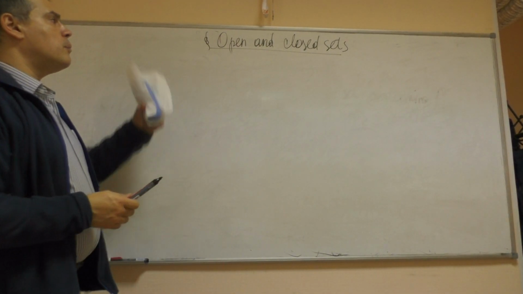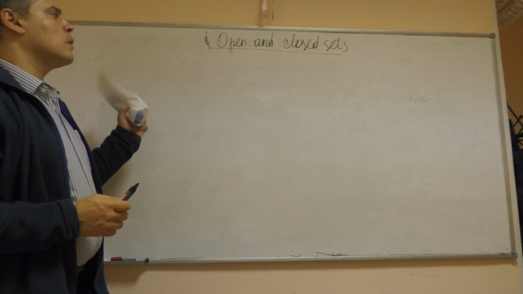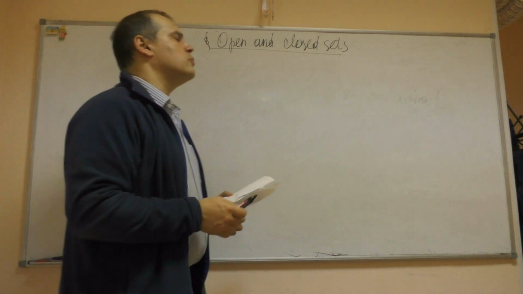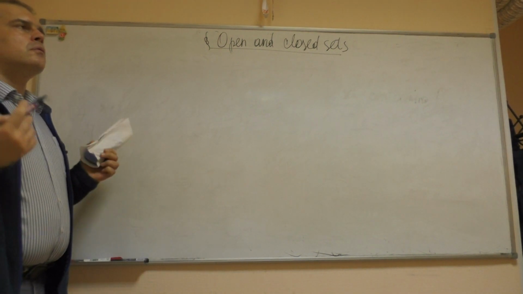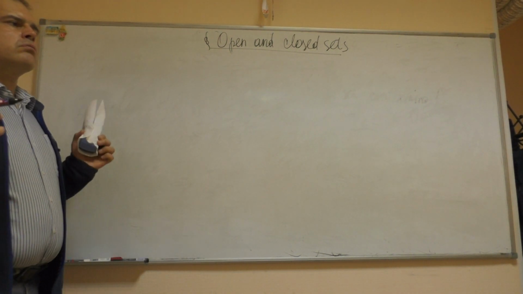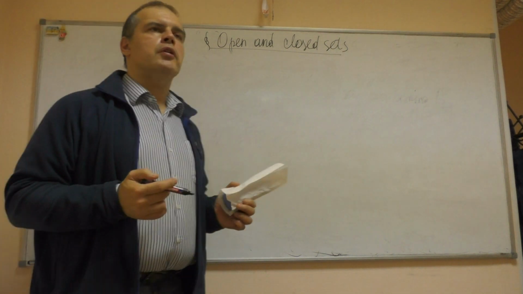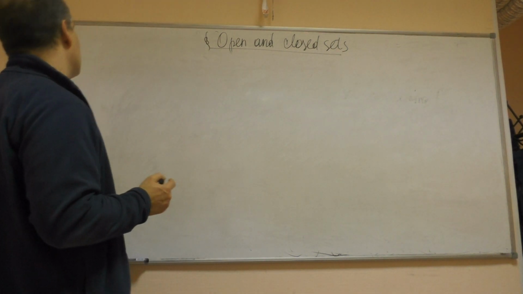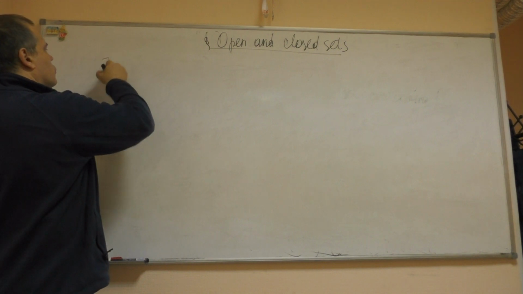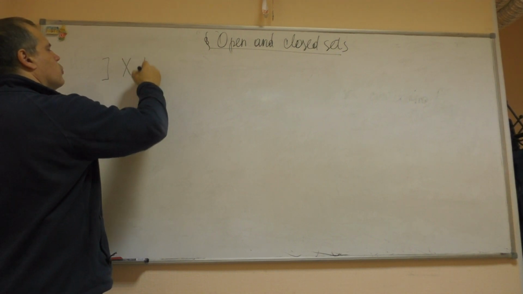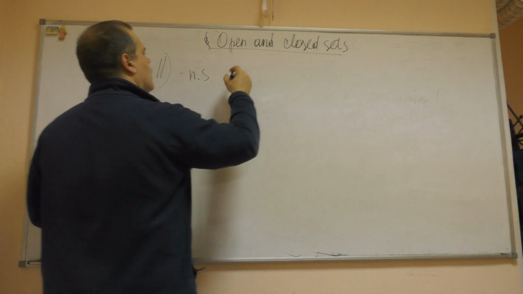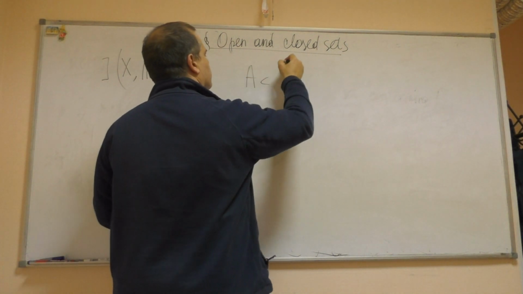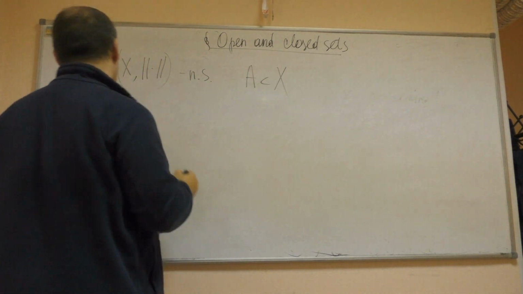Hello. The second part of our talk about open and closed sets will be devoted to closure, interior and boundary of the set. So we have a known space and we have some set in this space.